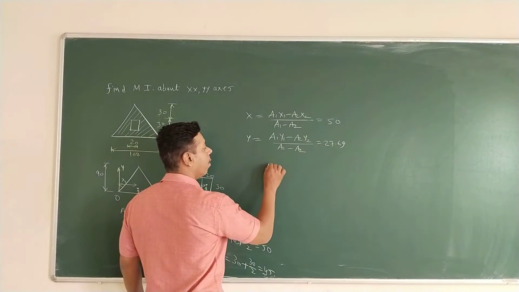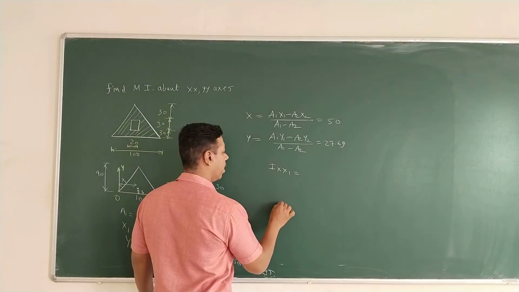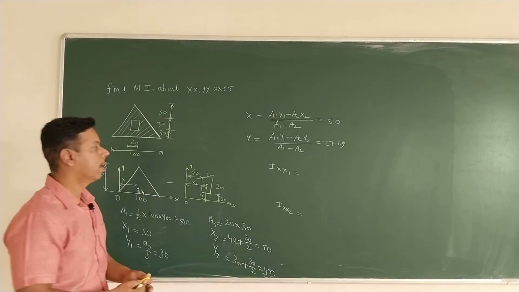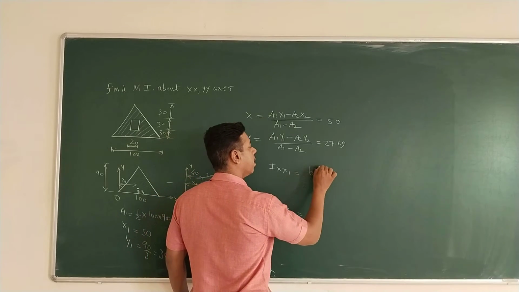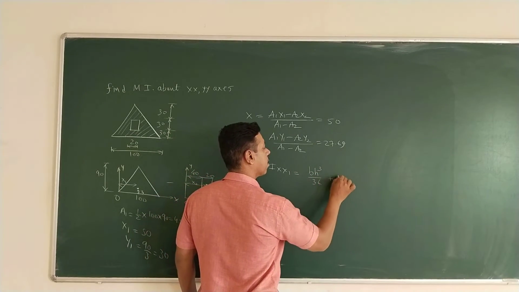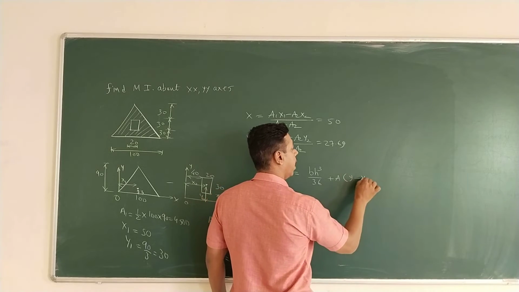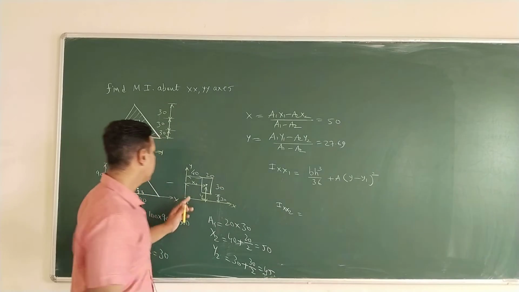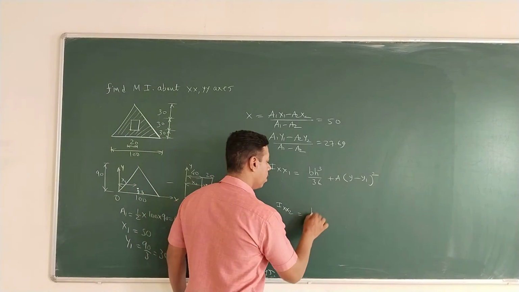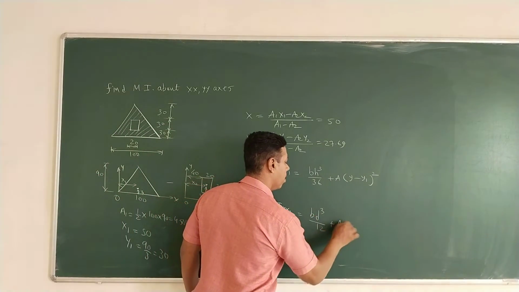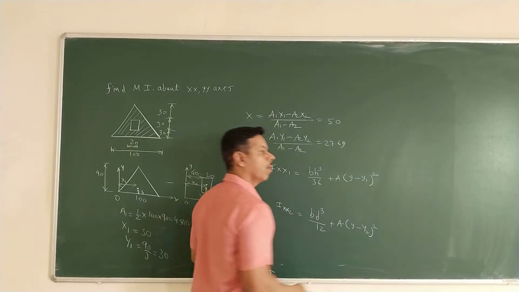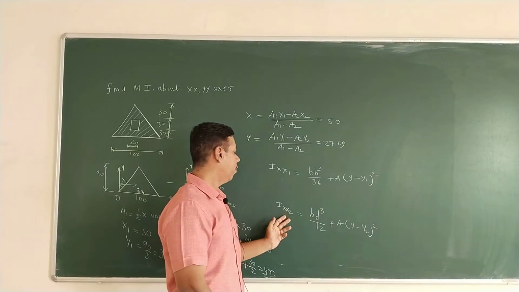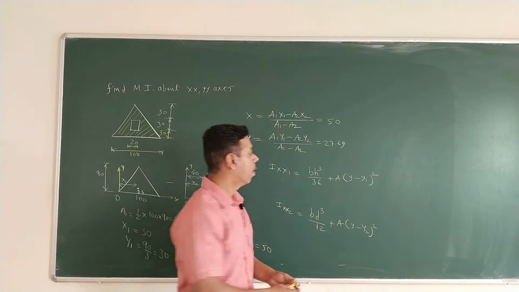Now we want to find moment of inertia of this body, and for moment of inertia, the formula of a triangle is bh cube by 36 plus area of triangle and in the bracket y minus y1 square. For x2, this is a rectangular body, its formula is bd cube by 12 plus area y minus y2 square. When we want to find Ixx1, here it will be y minus y1. If you want to find Ixx2, it will be y minus y2.